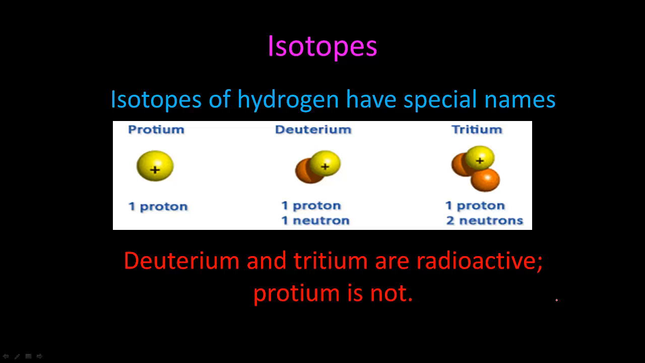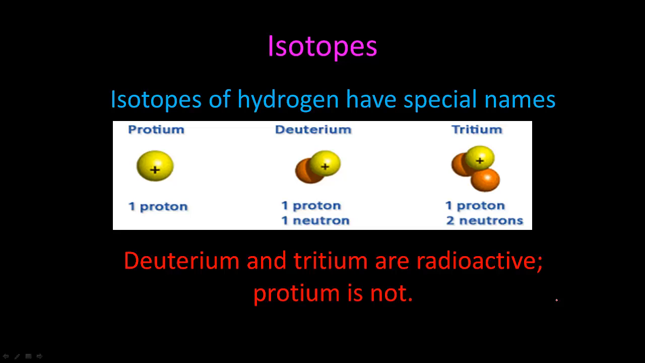The hydrogen isotopes have special names. Most other isotopes do not have their own special names, but hydrogen does. Protium is the most abundant hydrogen isotope, and it has simply 1 proton, no neutrons. Deuterium has 1 proton and 1 neutron, therefore its mass number is 2. And tritium has 1 proton and 2 neutrons, and it has a mass number of 3. Deuterium and tritium are radioactive, and protium is not.